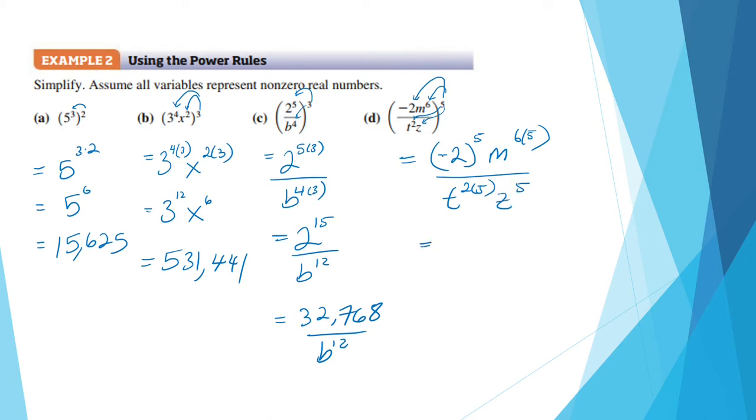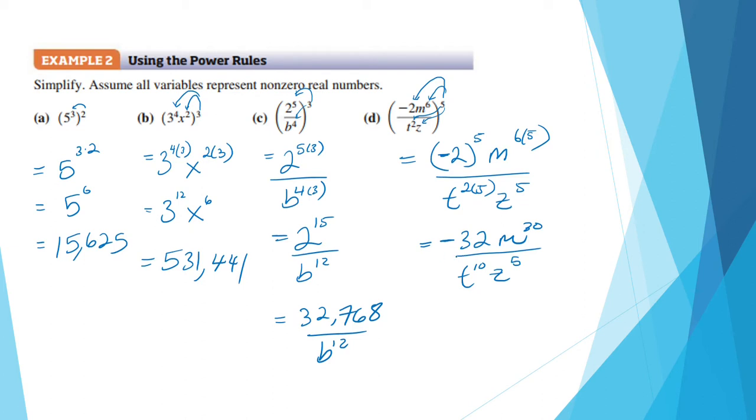Now I want to be careful with that parentheses because this 5 affects both the negative and the 2. And that really matters if this is an even number. So we'll plug this in our calculators, negative 2 to the 5th. That gives me negative 32. M to the 6 times 5 is 30. And 2 times 5 is 10. And this is the simplest we can make it.